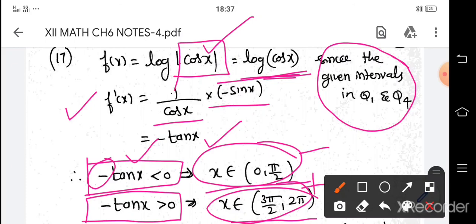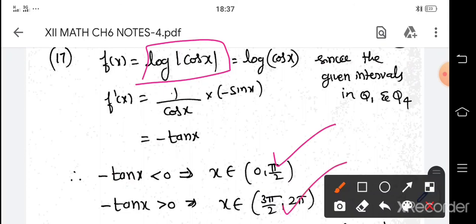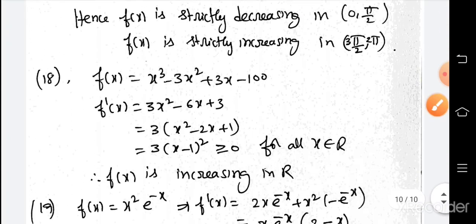So that's why you can say that log mod cos x is decreasing in 0 to pi by 2, increasing in 3 pi by 2 comma 2 pi. Based on the differentiation only, we just did it. Okay. The next question, 18th question, very important.